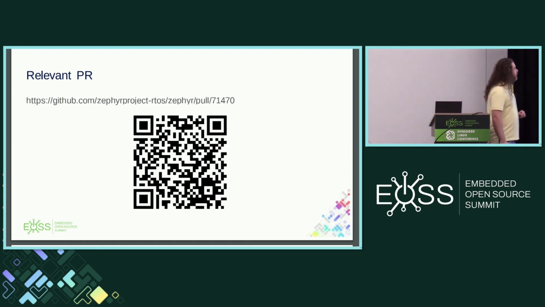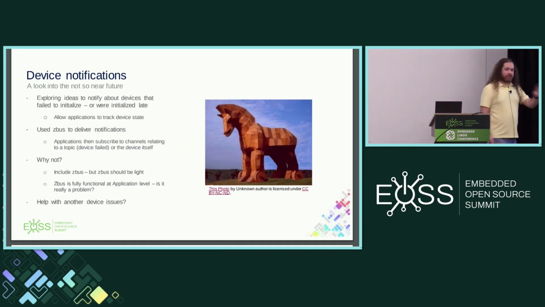For the not so near future, I was also prototyping some ideas here. I wanted a way to notify the application that some devices failed the initialization. You can do that right now. There's an API call where you get the first device in an array, and then you can iterate over it and check the state and the init result. But that's kind of boring.